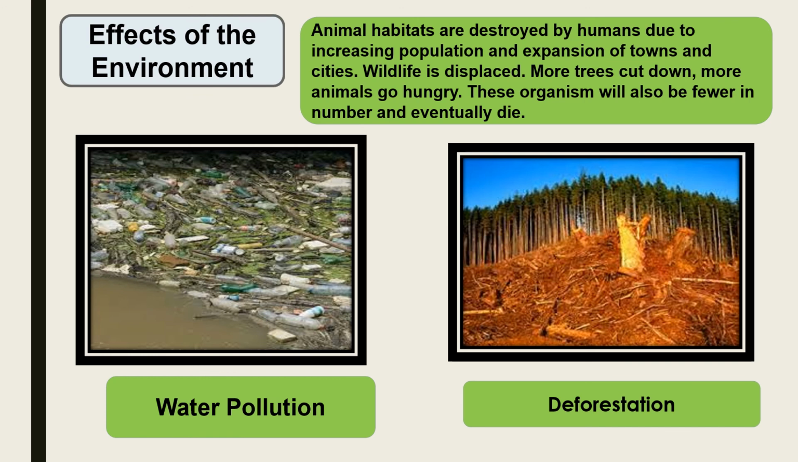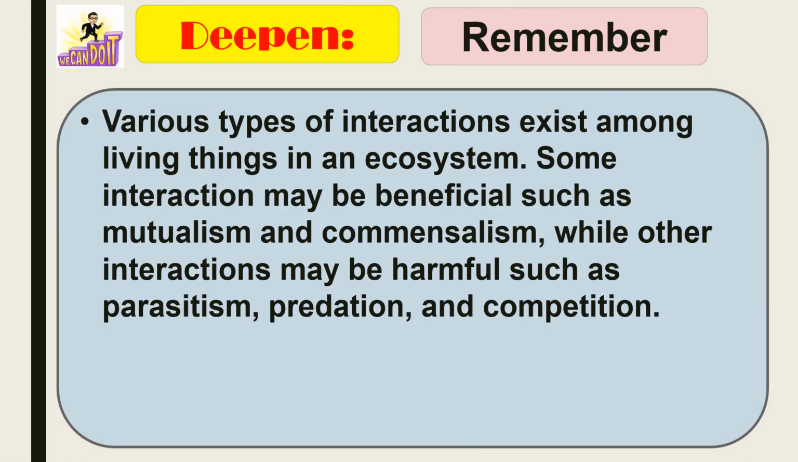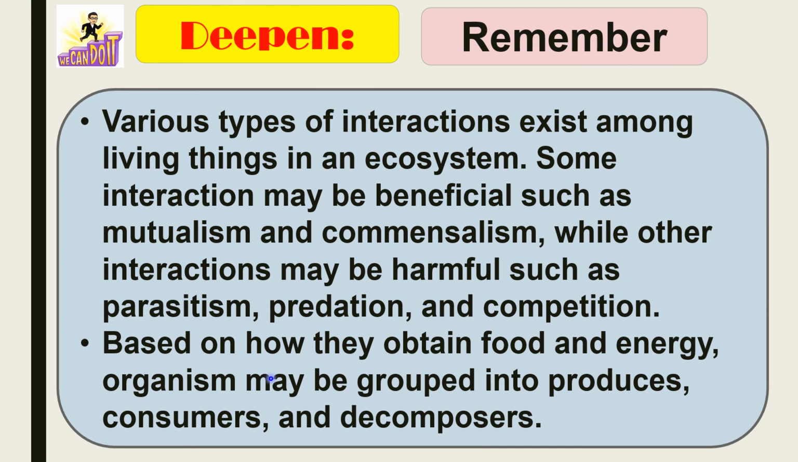Okay. So next, various types of interaction exist among living things in an ecosystem. Some interactions may be beneficial, such as mutualism and commensalism, while other interactions may be harmful, such as parasitism, predation, and competition. And lastly, based on how they obtain food and energy, organisms may be grouped into producers, consumers, and decomposers.